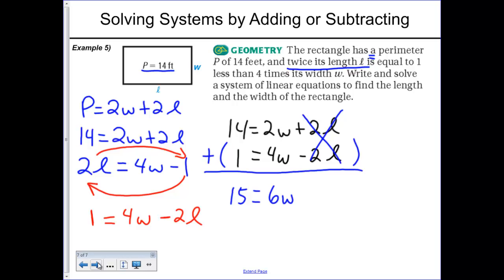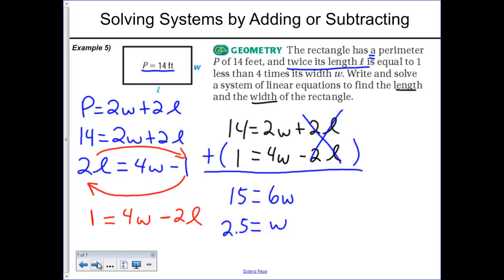So there's no more L's in the problem. And over here on this other side, we have 15 equals 6W. So divide by 6 on both sides. And W ends up equaling 2.5. So we know the width. Are they asking for both? Find the width and the length. Yes, so we've got the width already. So we know that W is equal to 2.5.